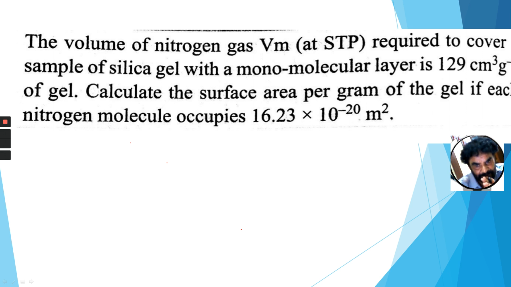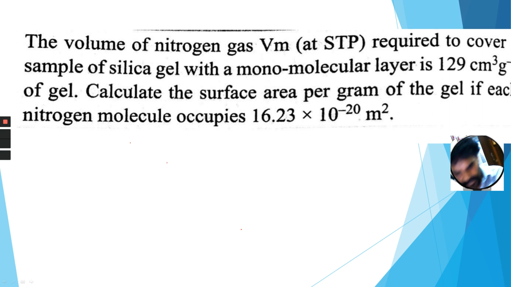Now you have to find the total number of nitrogen molecules adsorbed to form a monolayer on the surface. In the problem it is given that each molecule occupies an area of 16.23 × 10^-20 m². So the total number of nitrogen molecules adsorbed times the area covered by each molecule gives the total area covered by the nitrogen molecules, which is equal to the total surface area of 1 gram of silica gel.